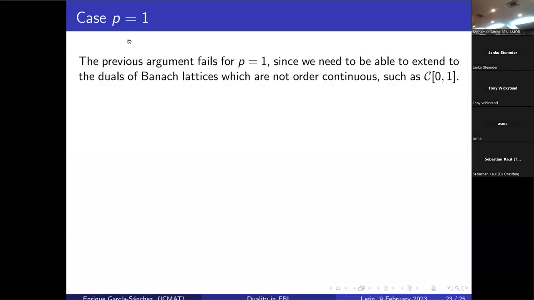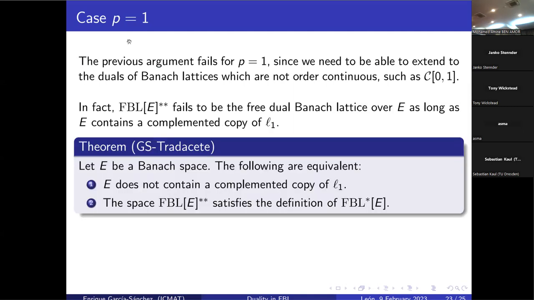And what happens with the case p equals one? Well, this proof no longer works, because we have dual Banach lattices whose pre-duals are not order continuous. So for example, the dual of C of 0,1, the Borel measures over 0,1: C of 0,1 is not order continuous, so we cannot apply this trick here. In fact, we know that the natural candidate, the free Banach lattice over E, satisfies this definition of free dual Banach lattice if and only if E does not contain any complemented copy of L1. So we know that if we are working with a space that contains L1 complementively, then this space no longer satisfies the definition.